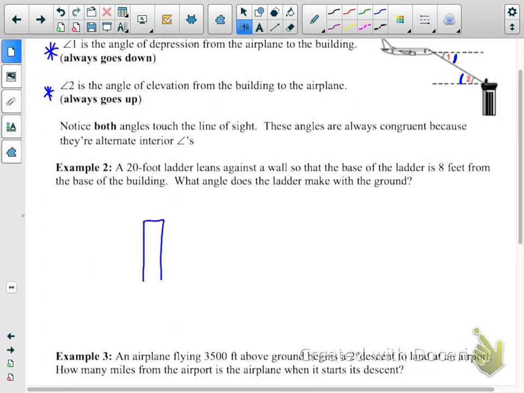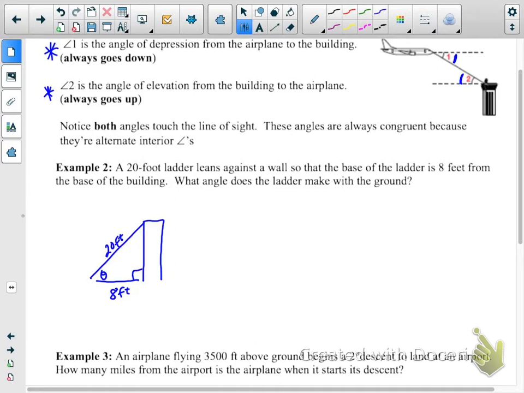Okay, so here is your building, or your wall. Here is the ladder that's leaning up against the building. It's a 20-foot ladder. And the base of the ladder, which means the bottom of the ladder, is 8 feet from the base, or the bottom, of the building. And what angle does the ladder make with the ground? There's the ground, so the angle is going to be down there. Reread the question, look at your picture, make sure that everything is in the right spot, and then solve it. And do make sure that you label what it is you're looking for so that I know what you're solving for. I'm looking for the angle right here.